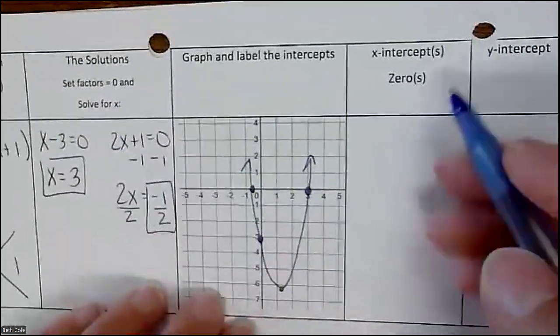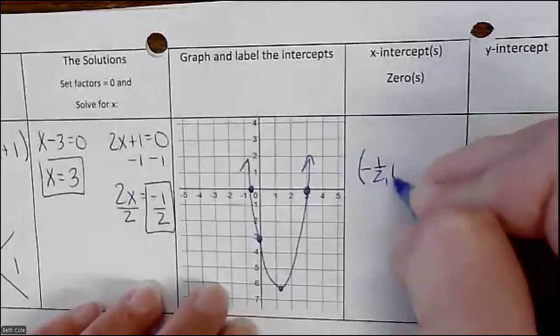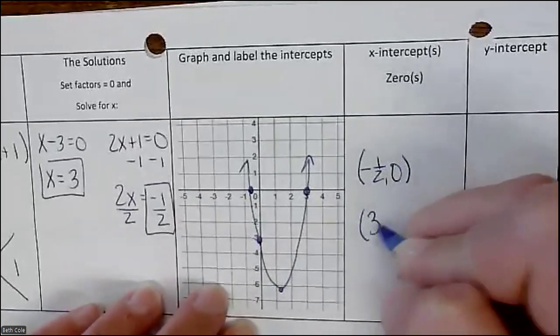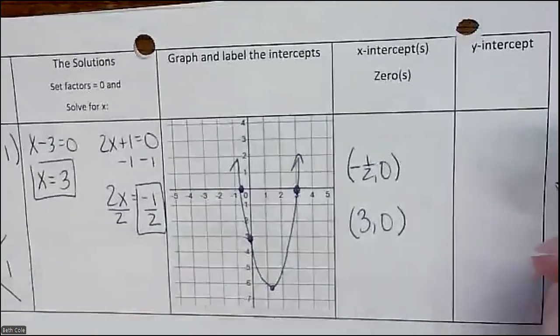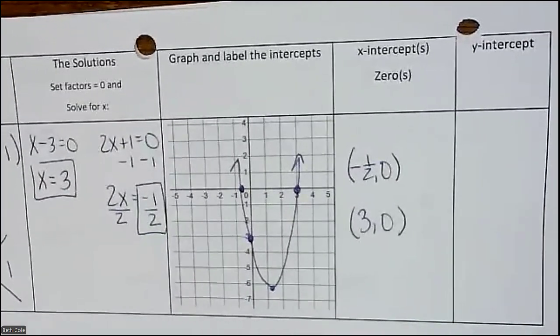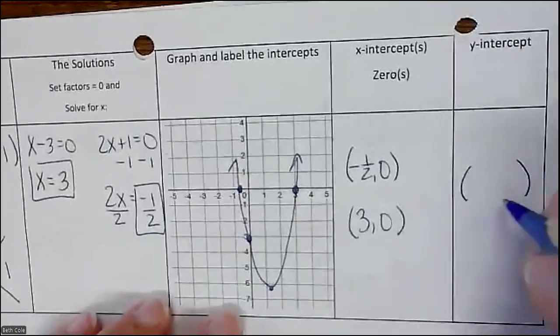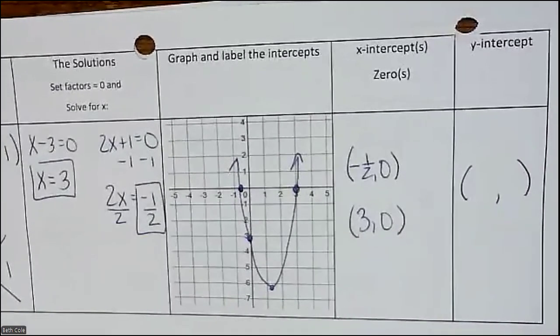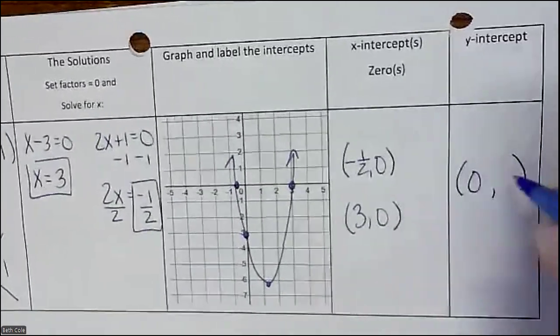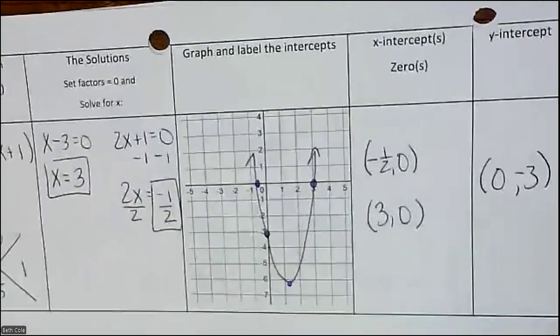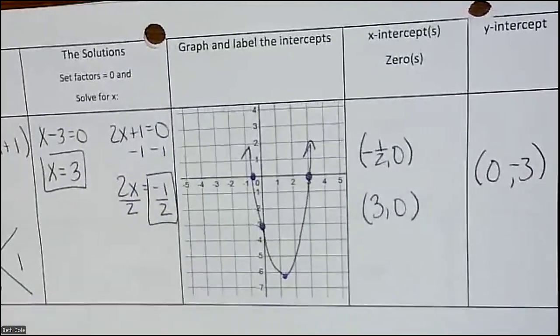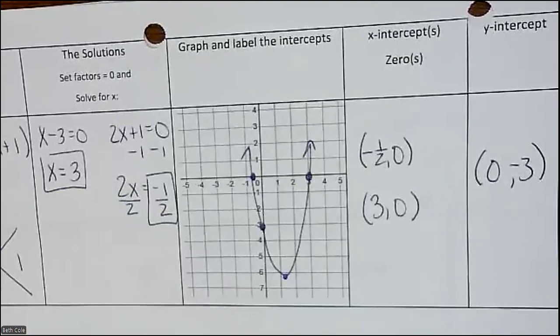And then we're going to write out our intercepts. So it's -0.5, 0, 3, 0. And then what was your y-intercept? Yep, 0, -3. Now we're going to try and pull all that together, and then I'll do one more on the back. I want you to have time to finish your classwork.